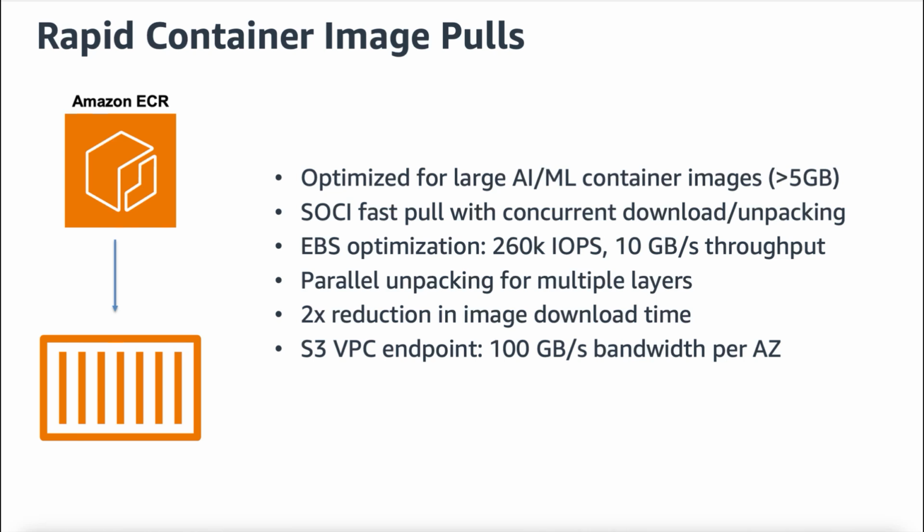Additionally, we created Amazon S3 VPC endpoints in worker node VPCs that guarantee 100 gigabits per second bandwidth per availability zone. This ensures sufficient throughput for downloading container image layers and leads to significant improvements in node readiness times.